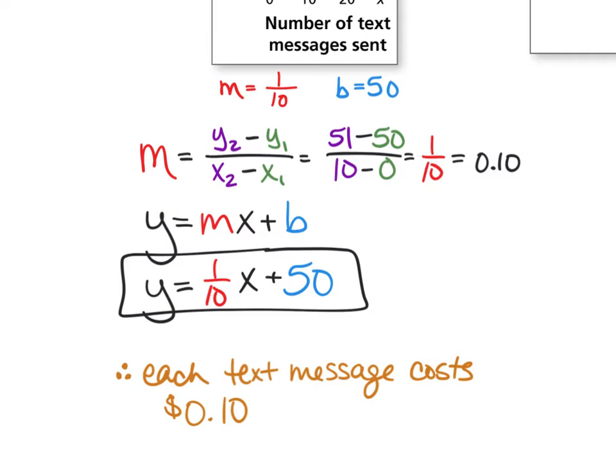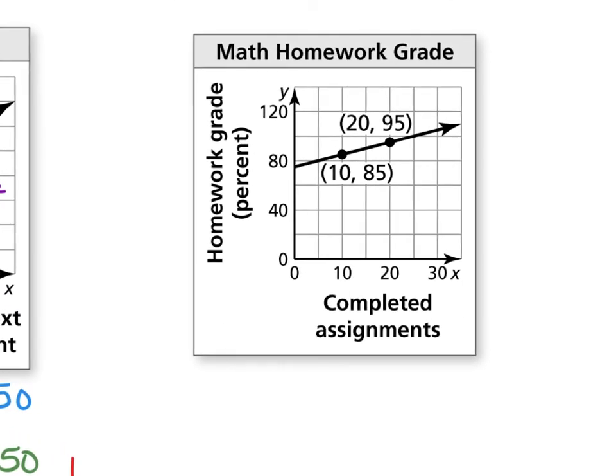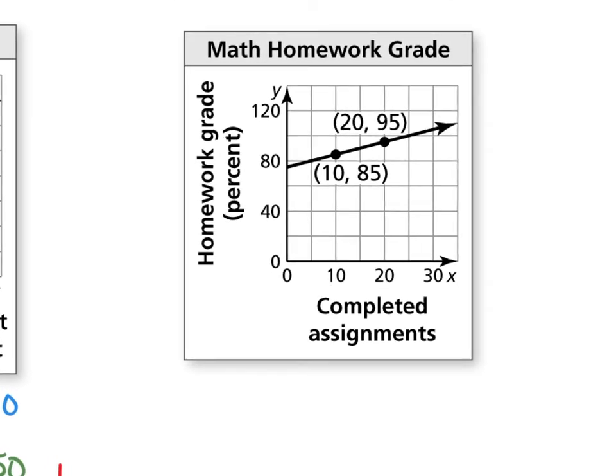All right, second example here. We have another table, another graph. What is this one explaining? What are we learning about here? What's it titled? Math homework grades. What is the x-axis titled? Completed assignment. And what is the y? Okay, so we're looking at the relationship between the number of completed assignments that you turn in and your homework grade. Wonder what's going to happen when you turn in more assignments.